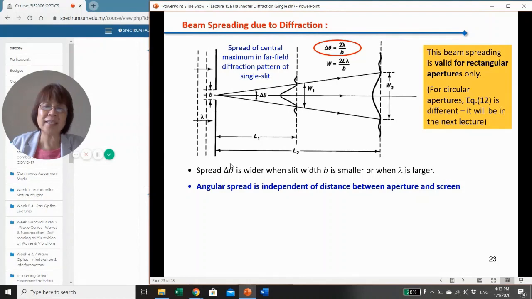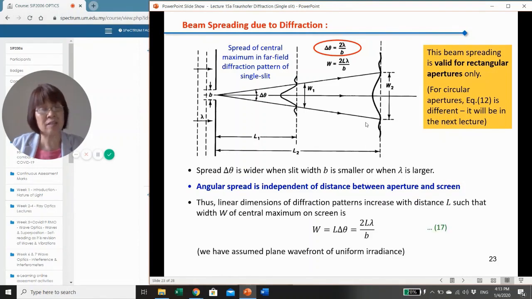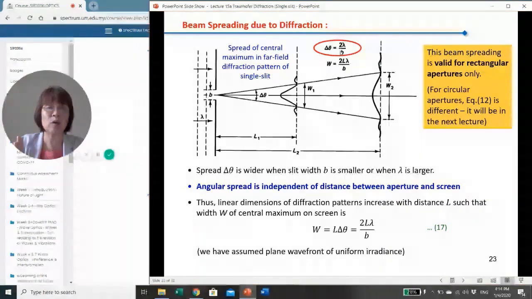And you will find that this angular spread does not depend on where you put the screen. From this diagram you see that it's growing larger, but this angle is the same. It's only the linear width that depends. The linear dimension of this diffraction pattern will increase with the distance of the screen from the aperture. So in other words, W here will be equal to L delta theta, and that will be 2L lambda over b.